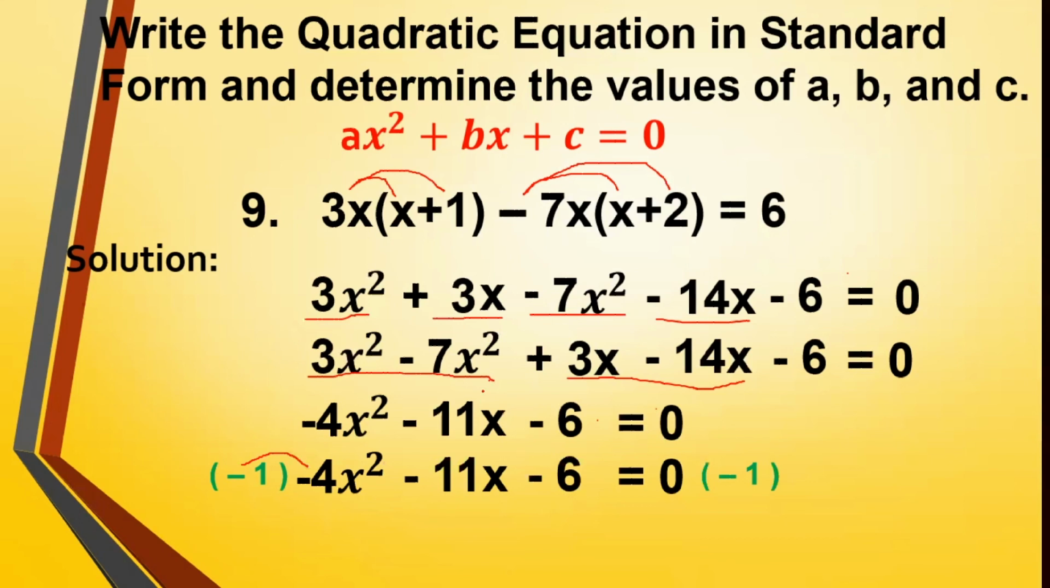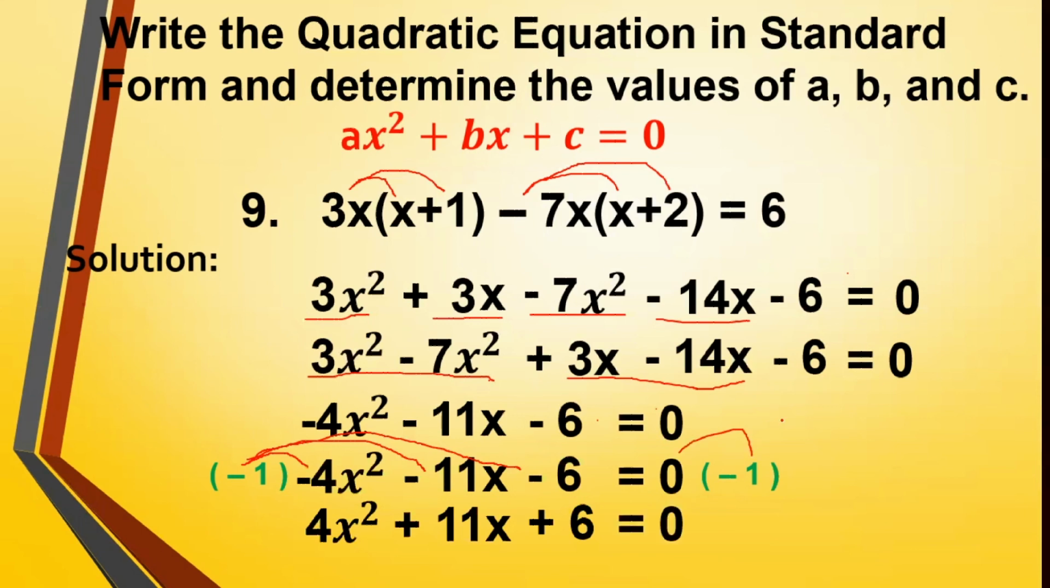So negative 1 times negative 4, what's the answer po? Positive 4 po. Ayan, so copy natin, positive 4x squared. How about negative 1 times negative 11? Positive 11 po. Okay, positive 11x. How about negative 1 times negative 6? Positive 6. Tama. Positive 6. Okay. And then 0 times negative 1, what's the answer? 0 po. Okay, 0. So, is it final or not?